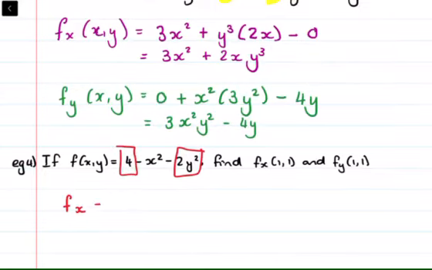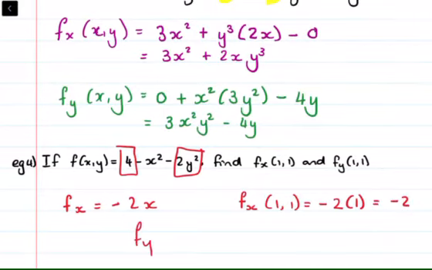So then what is the derivative of 4 with respect to x? It's 0. The derivative of minus x squared with respect to x is minus 2x. And then we find the derivative of minus 2y squared with respect to x, which is 0. And therefore, f of x at 1, 1 is equal to minus 2. Wherever we see an x and whenever we see a y, we put 1. So then the answer is minus 2. So I want you to try out f at y, and then at 1, 1, you will get that the answer is minus 4.